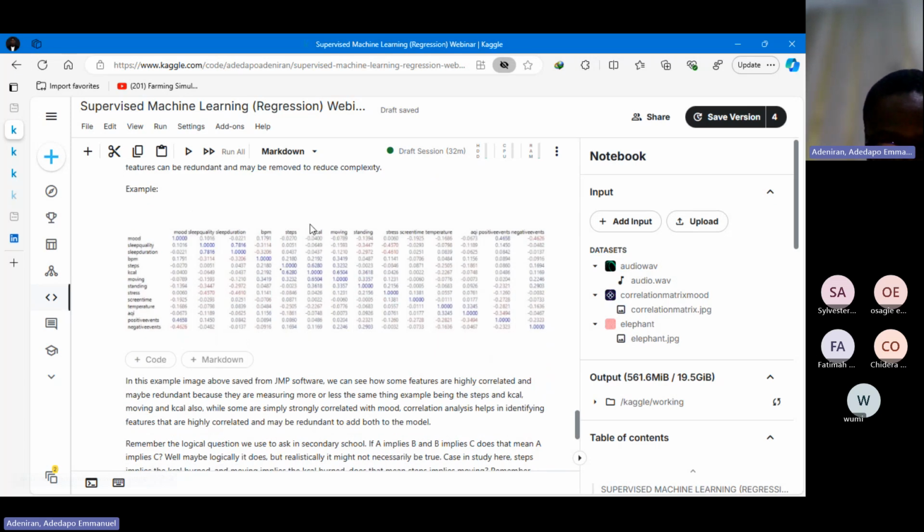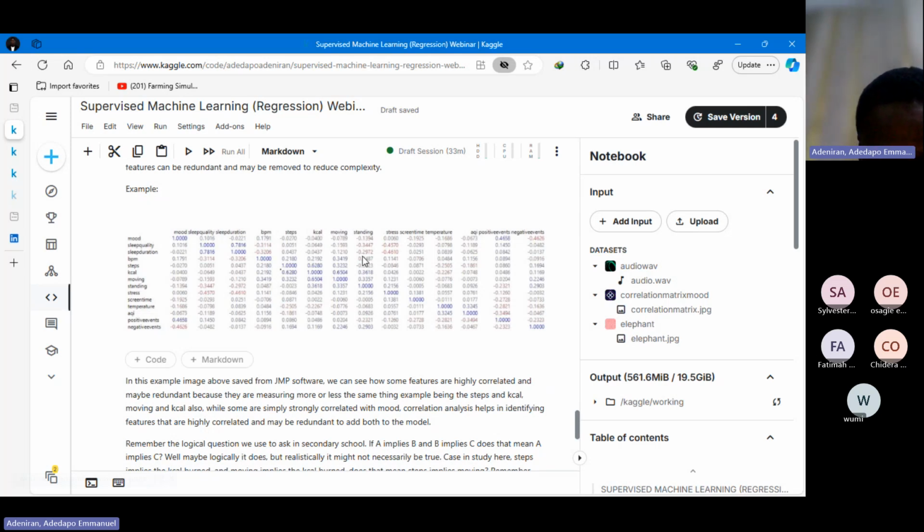So if you are to guess which features are going to be correlated, you can say steps and kilocal is going to be correlated, because the more steps you take, the more energy you burn. So we would expect a high level of correlation between steps and kilocal. The same thing with moving too. The more you move in medium to high intensity activity, the more correlation you are going to have. So kilocal and moving too is going to be seriously correlated.